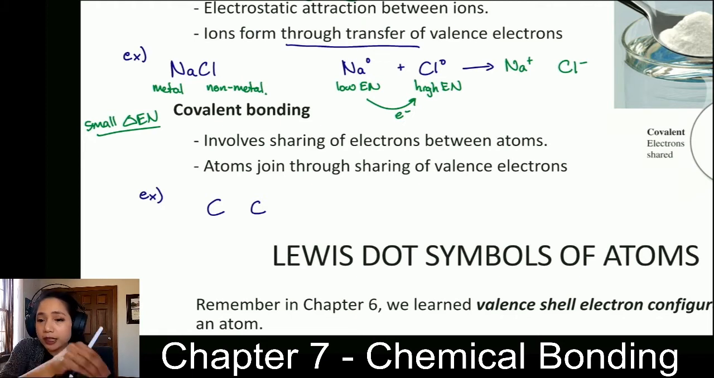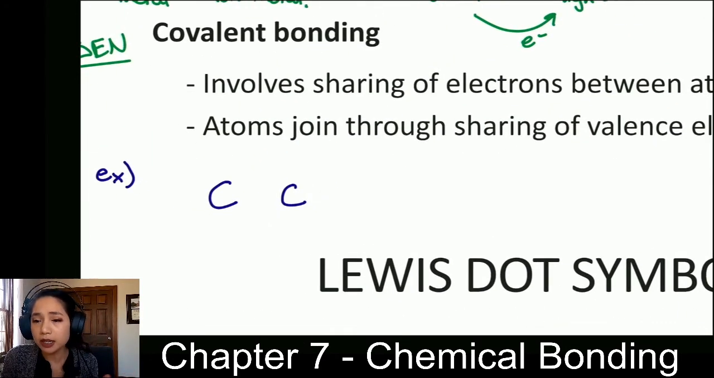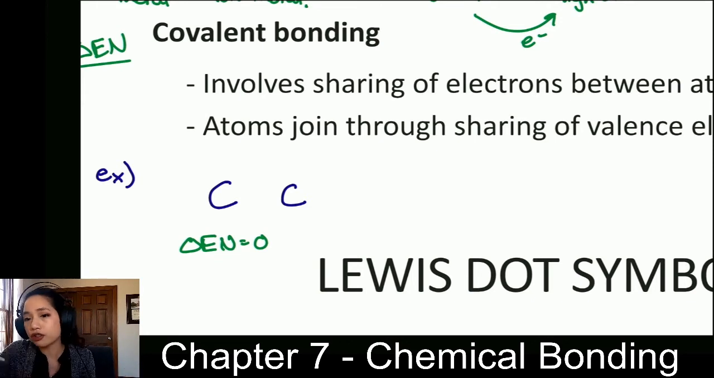So instead of a complete electron transfer happening and forming ions, those two atoms involved in the covalent bond share their valence electrons. An example here is a carbon-carbon bond, essentially the backbone of all of organic chemistry. I know that the electronegativity difference between these two atoms is zero because both these carbon centers have the same electronegativities. And so, since there's no difference in electronegativity, there's no driving force for an electron transfer to occur. One carbon center isn't going to want one of the electrons more than the other.